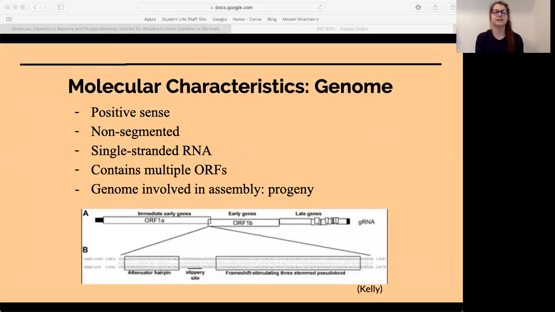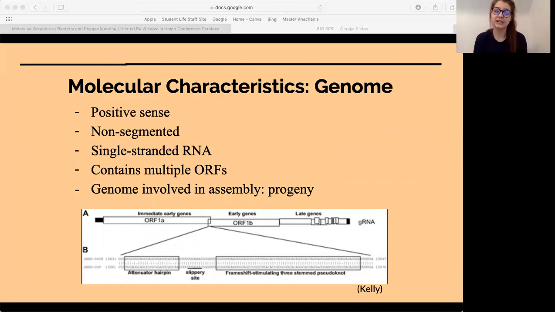Some more molecular characteristics in terms of the genome. It is positive sense, this is also known as the sense strand. So this is what will encode RNA and the genetic information for making proteins. The opposite would then be the negative or antisense strand, just so you have a general awareness of that. This genome is non-segmented, single-stranded RNA. And in the picture on the bottom, you can see some of the cis-acting arrangement of the RNA. You can't really see the arrangement in terms of a picture, but you can see the hairpin and the pseudoknot structures being pointed out at the bottom there. I'll show an image later where you can see it a little bit better.